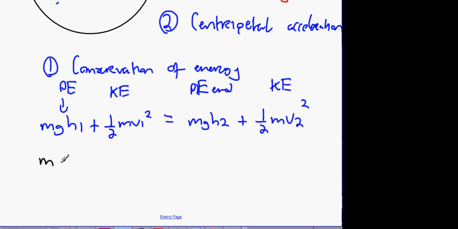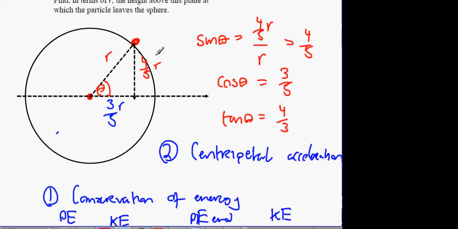Quick note: if I was to redo the full thing from down here and add on an extra r, it would still work out the same way. So for example, it would no longer be 4 over 5r, it would be 9 over 5r. It actually still works out the same because you're adding the same amount to both sides. Okay? So it doesn't matter where your reference point on the plane is, you choose whichever one makes it easier.